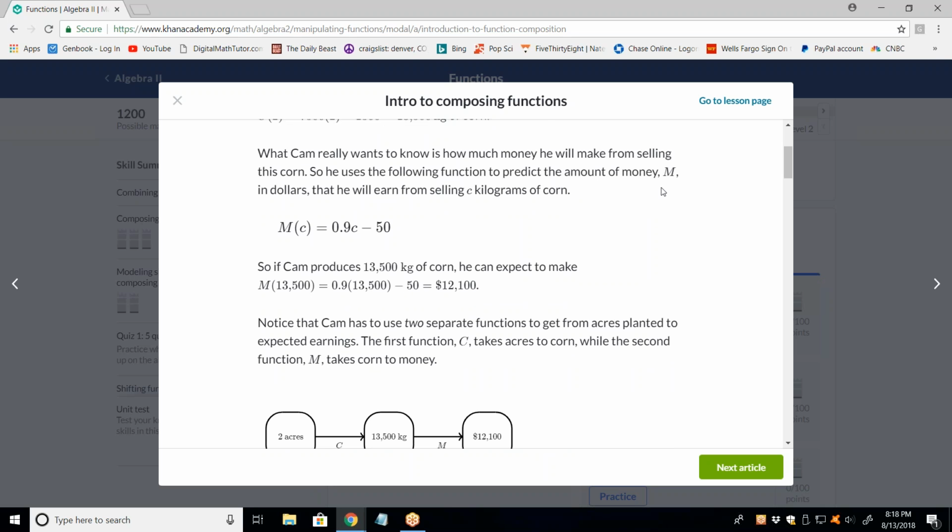M is a different function. It's a function of how much money he's going to make, and it's a function of C, which is how much corn he is going to produce. So if he produces 13,500 kilograms of corn, then you plug in 13,500 to the M function, and you get him $12,100.